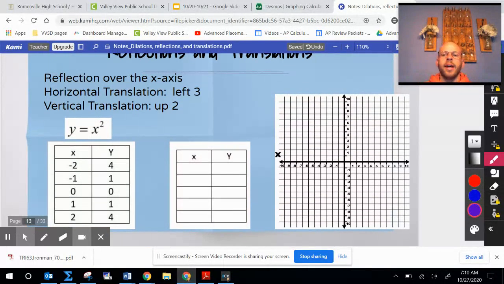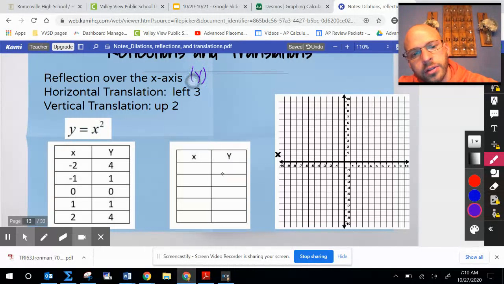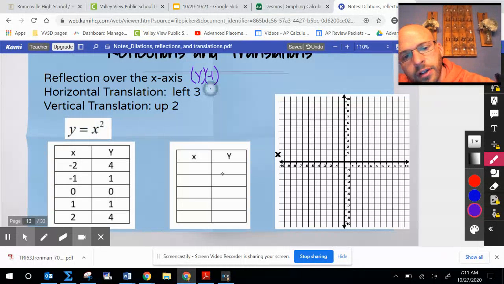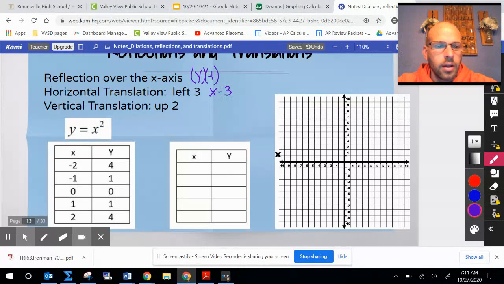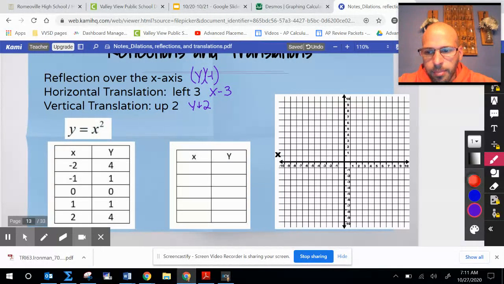Let's do that again, all right? So again, I gave you a verbal description. I have this reflection over the x-axis, which means I want to take the y values and multiply them by a negative 1. Then I want to take the horizontal translation. I want to go left 3. So I'm going to take all the x values and subtract 3. And then I want to go up 2, so I'm going to take all my new y values and add 2. So let's do this step by step here.